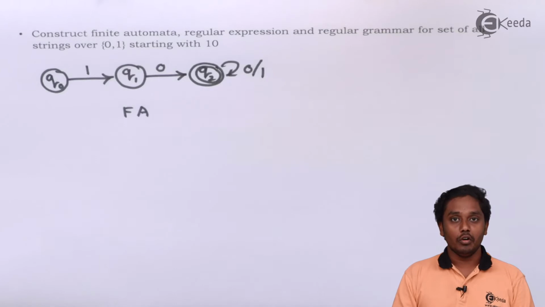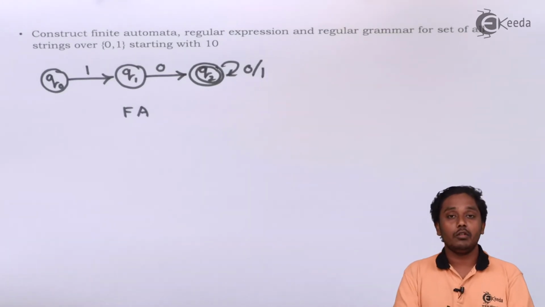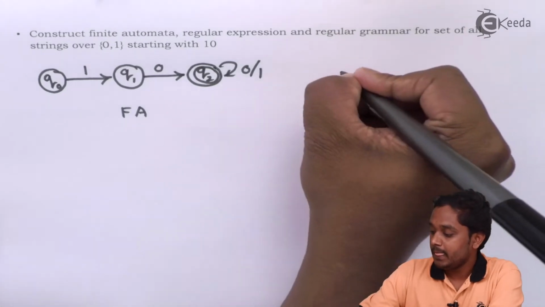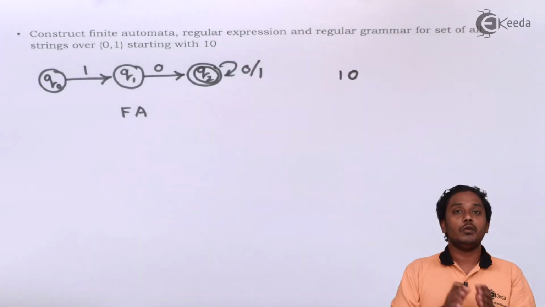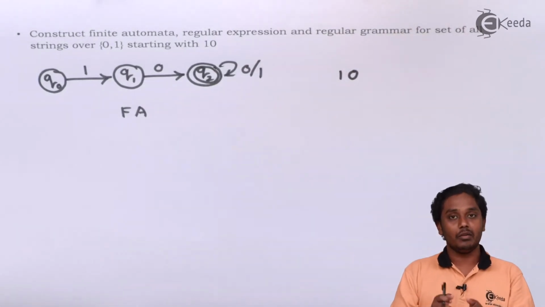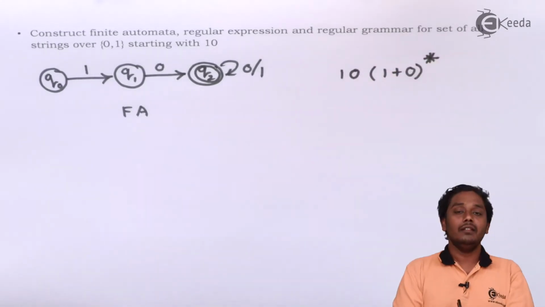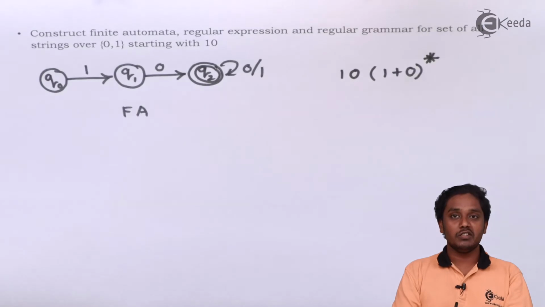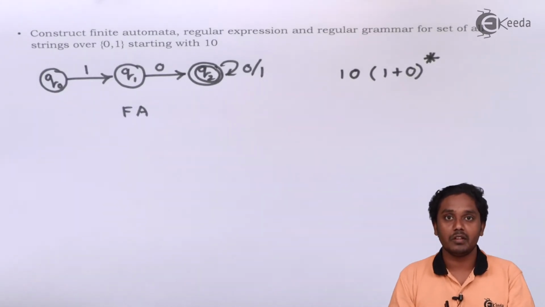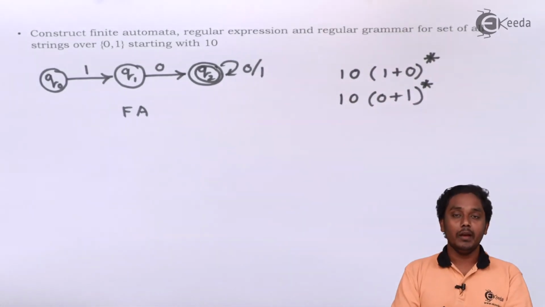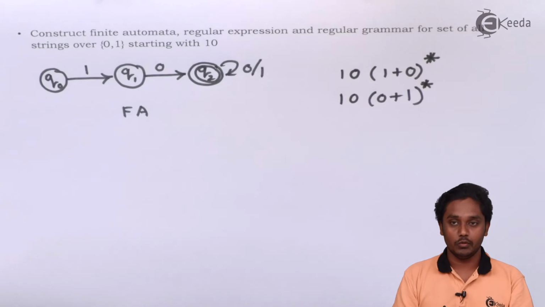Now let us try to draw the regular expression. In the regular expression, we know that the starting symbol should be 10. Now this 10 must be followed by any number of zeros or ones. Hence, the regular expression should be 10 followed by (1+0) the whole star. Or one more way to represent the regular expression would be 10 followed by (0 or 1) the whole star.